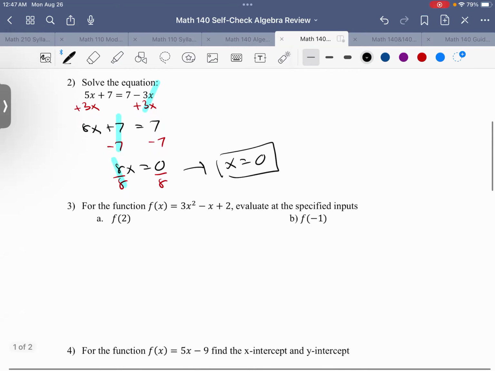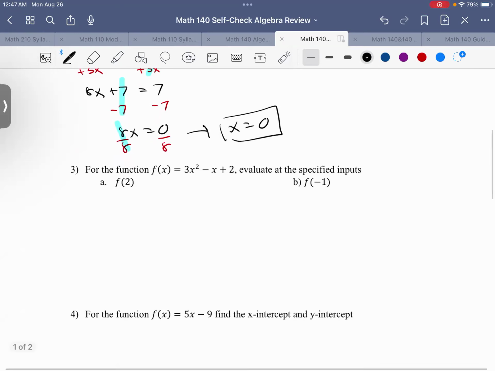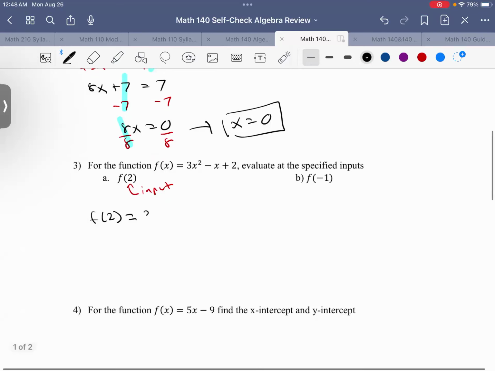Okay, so number 3, for the function f of x equals 3x squared minus x plus 2, we want to evaluate at the specific input. So remember that 2 is an input, right? I'm going to input 2 into this function. So what this becomes is f of 2, and I'm going to plug in 2 wherever there's an x. So 3 times 2 squared minus 2 plus 2.